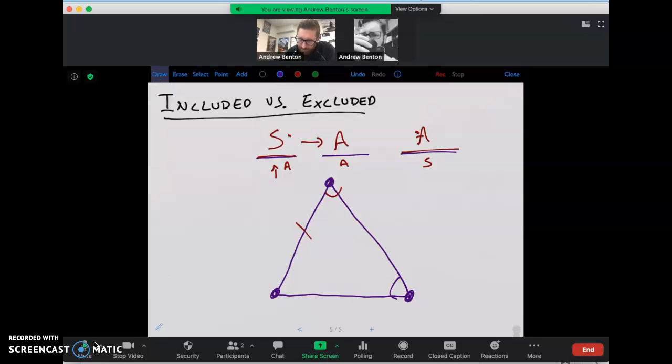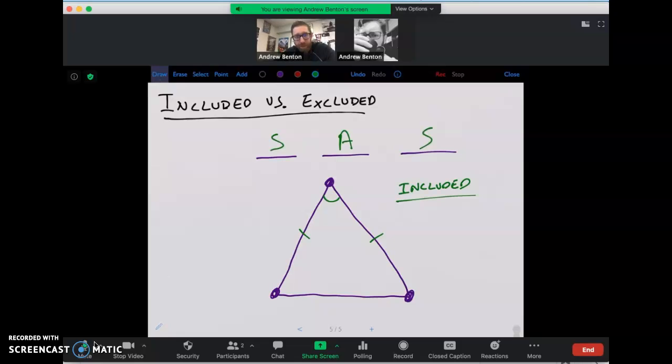So I'm going to give you a couple different things here. I'll mark my diagram, and you're going to tell me if it's included or excluded. And then you're going to tell me, is it angle, angle, side, side, angle, side, and so on. So let's mark my diagram here. Okay, so this is an included angle. That means the angle goes in the middle, and then the two sides go on the other side. Side, angle, side.